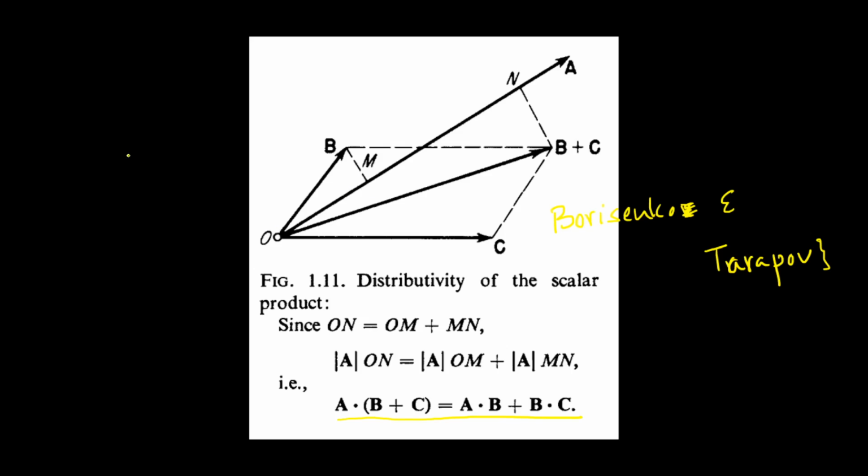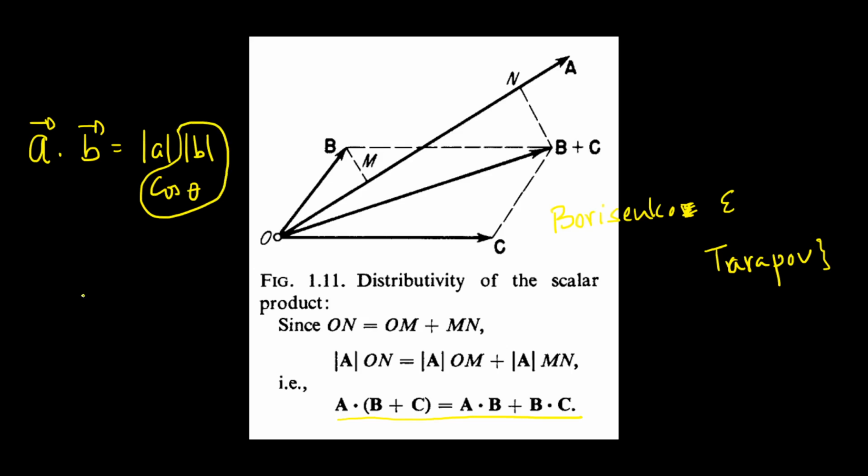Okay, so one of the interpretations of A dot B, which is equal to mod A mod B cos theta, is to interpret B cos theta as a projection of B on A. So let's just tell you what it means. So this is A, and then you have B, and then you have theta.